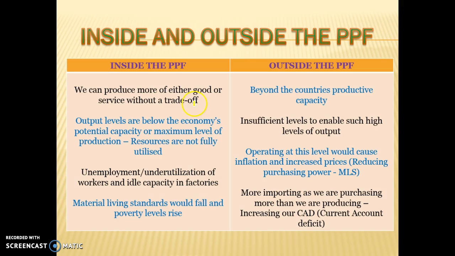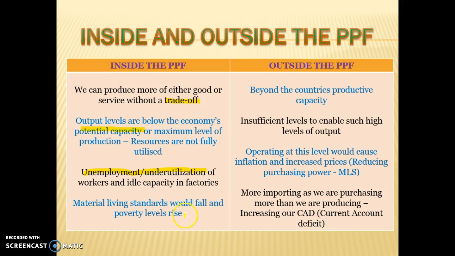Okay, so in the PPF, we can produce more of one good or service without a trade-off. We just have to work harder. Output levels are below our potential capacity or maximum level of production. So we could be producing more. We have unemployment or underutilization of resources. So that might be labour resources aren't working as efficiently. So workers are slacking off. We might not be using all our machinery. So we have underutilized capital resources.